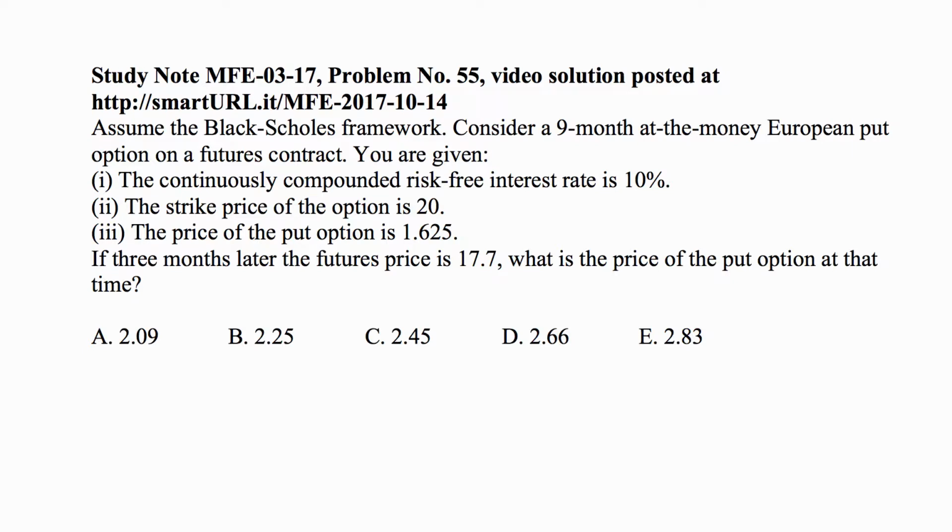Here's a problem for today, problem for exam MFE. Assume the Black-Scholes framework. Consider a 9-month at-the-money European put option on a futures contract. You are given that the continuously compounded risk-free interest rate is 10%. The strike price of the option is 20. The price of the put option is 1.625. If 3 months later the futures price is 17.7, what is the price of the put option at that time?